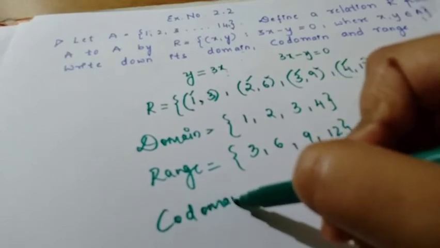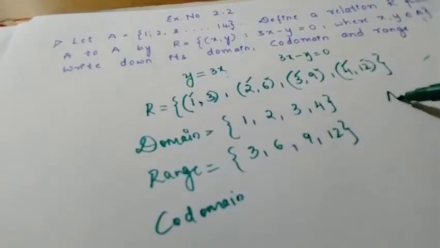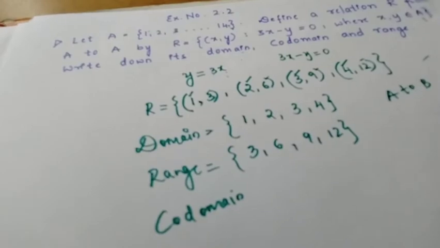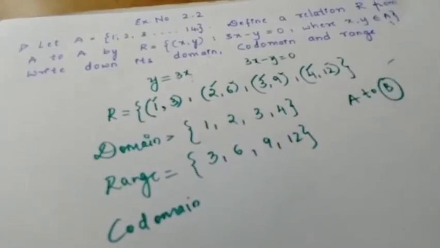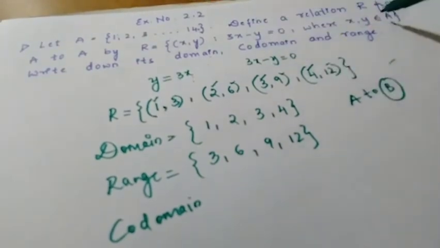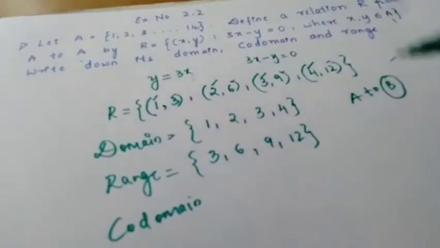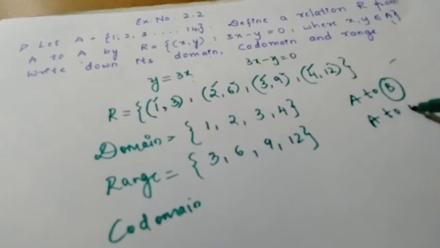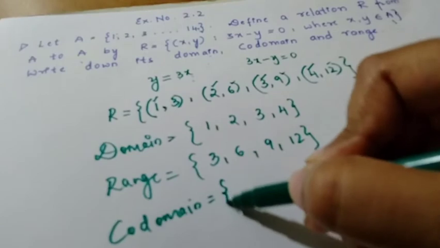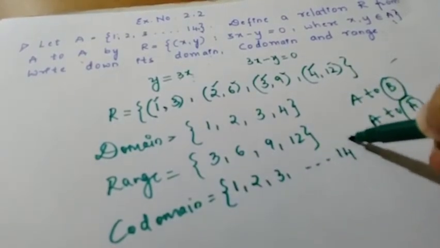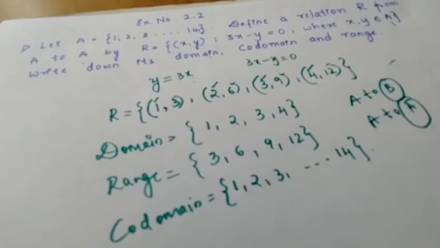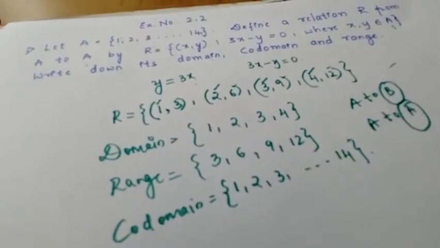Okay. Next, codomain means what I had told you. For example, if you define a relation from A to B, the whole set B will be your codomain. But here, what have you done? You have defined a relation from A to A. So the whole set A will be your codomain. So what will be your codomain? 1, 2, 3 up to 14. Clear? So this is the first example of exercise number 2.2.